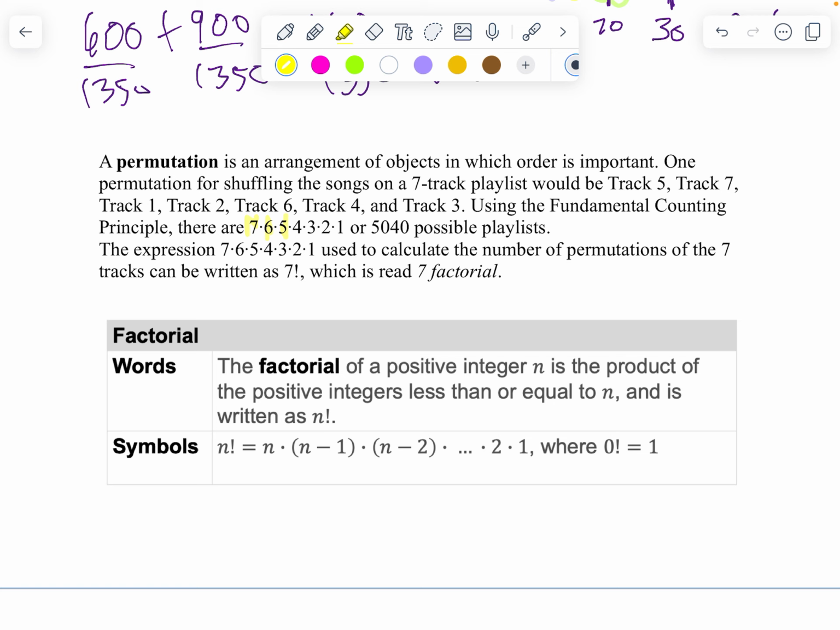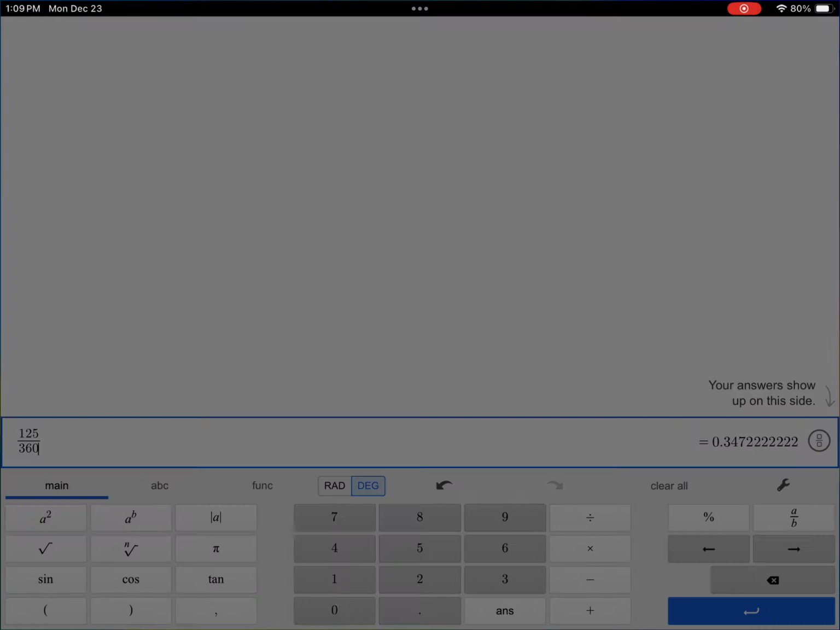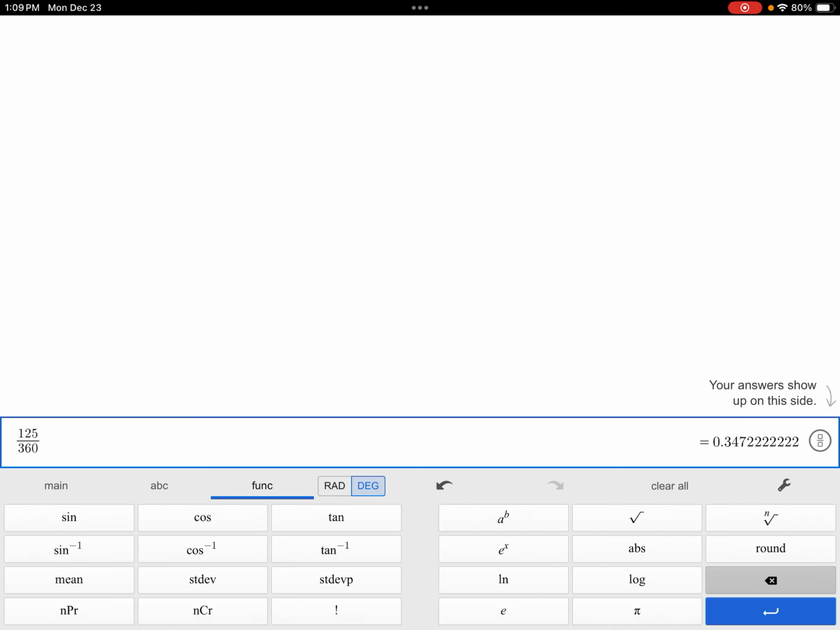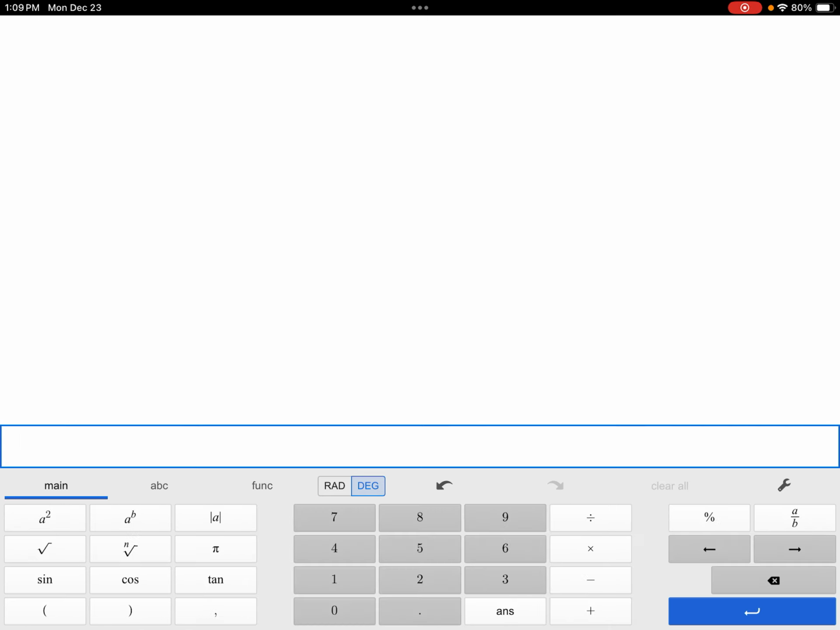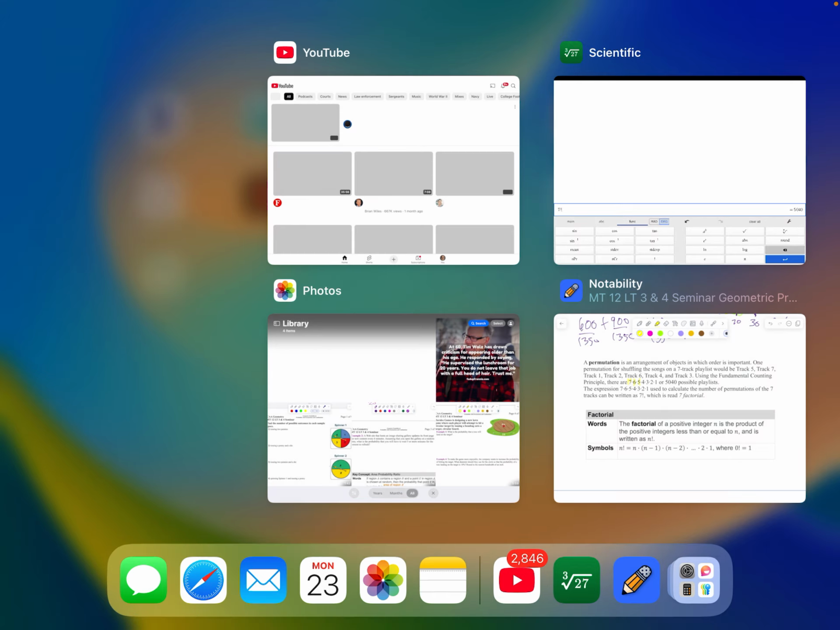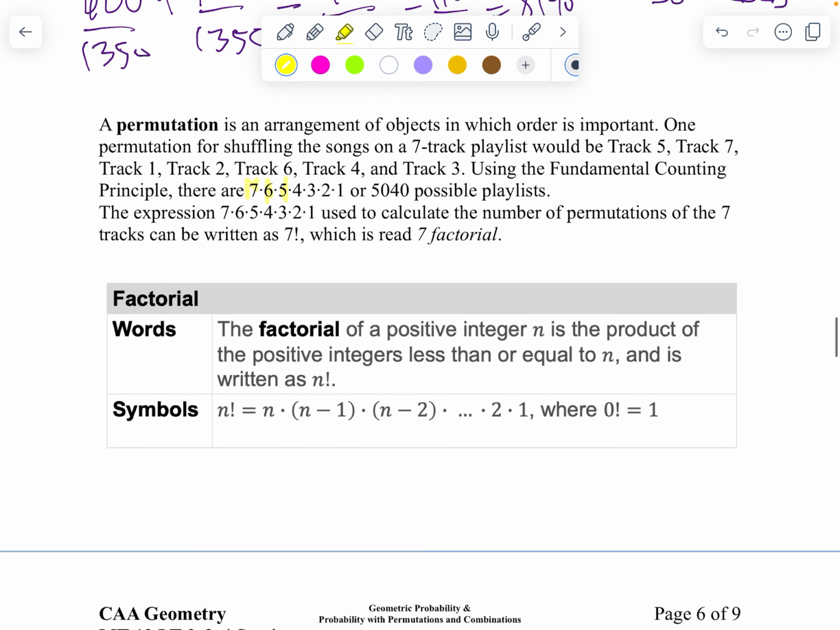Now you have a key on your calculator that does it. That's called the factorial key. So with the factorial key, let me clear that out. Let's say I want to do 7 factorial. What I do is I press my function key. It's in the lower right-hand corner. And notice we get that same answer. So that's 5,040.